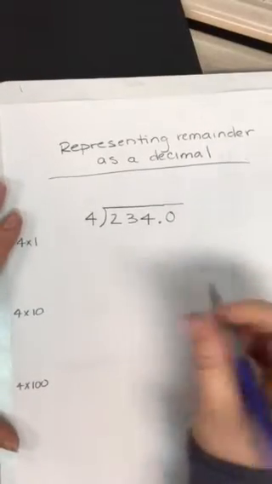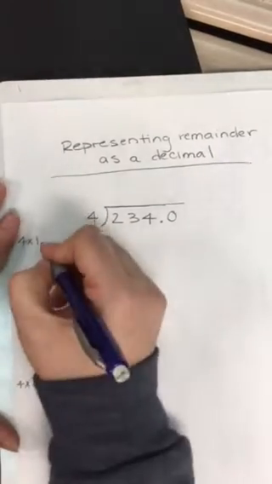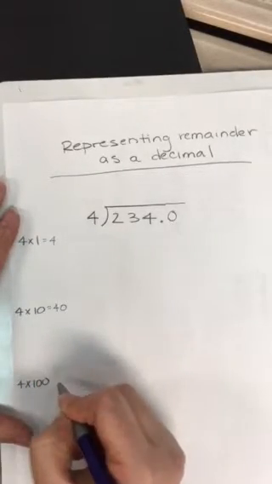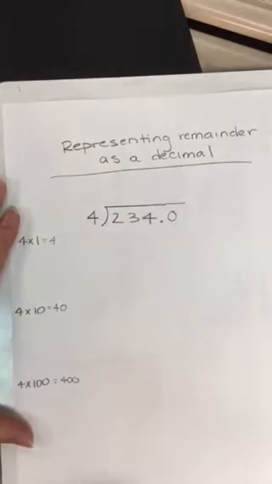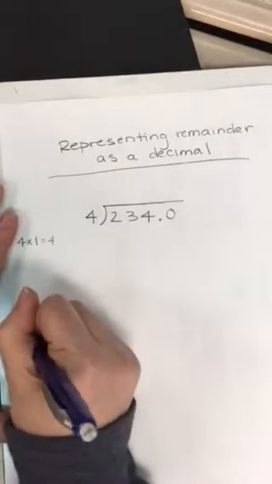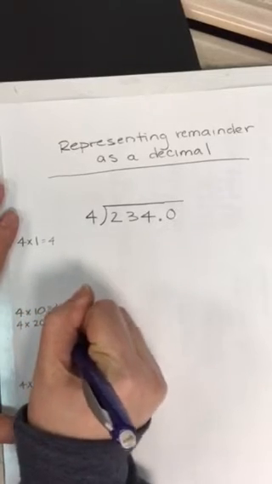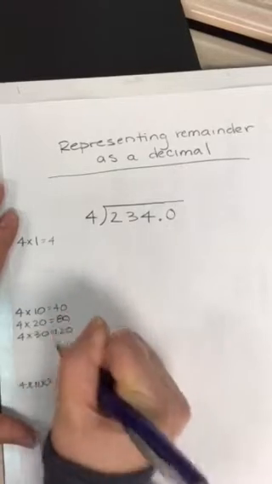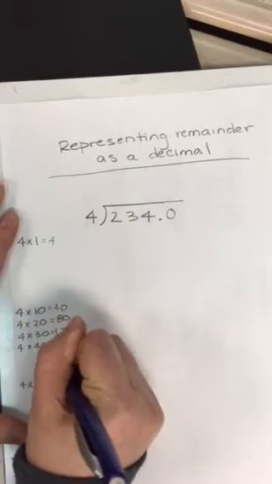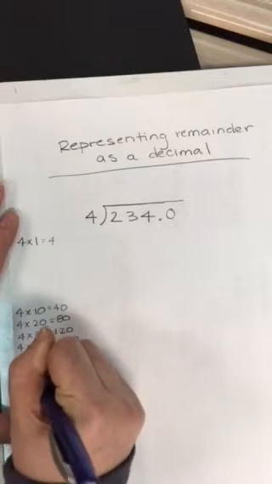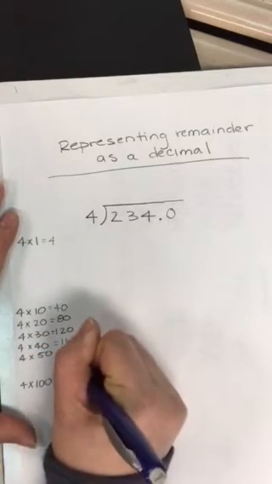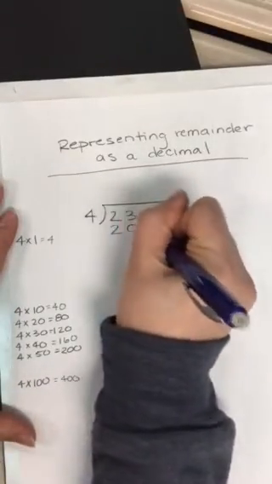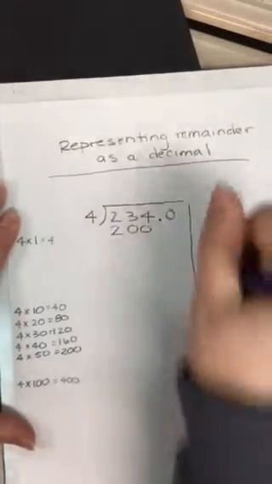So looking at it, I know that 4 times 1 is 4, 4 times 10 is 40, and 4 times 100 is 400. I can also conclude that 4 times 20 is 80, 4 times 30 is 120, 4 times 40 is 160, 4 times 50 is 200. 200 is my best bet, so I'm going to subtract 200, and I'm going to write on the side 50.